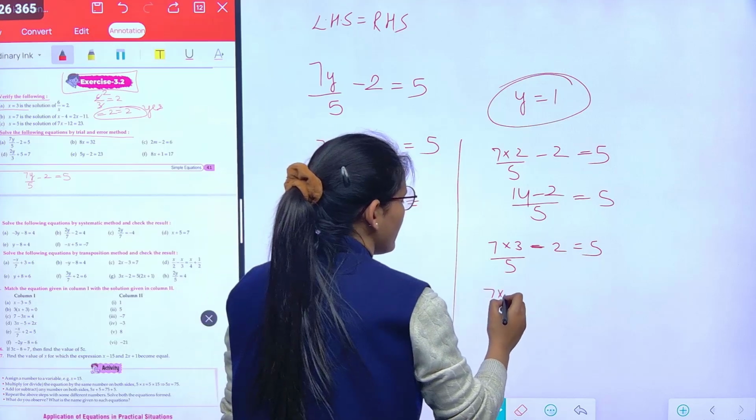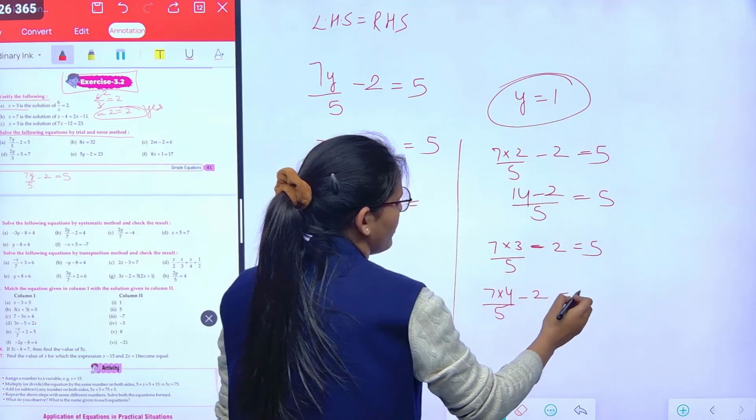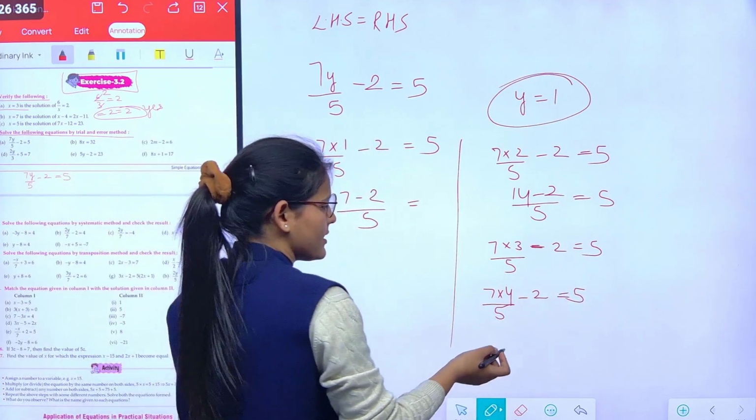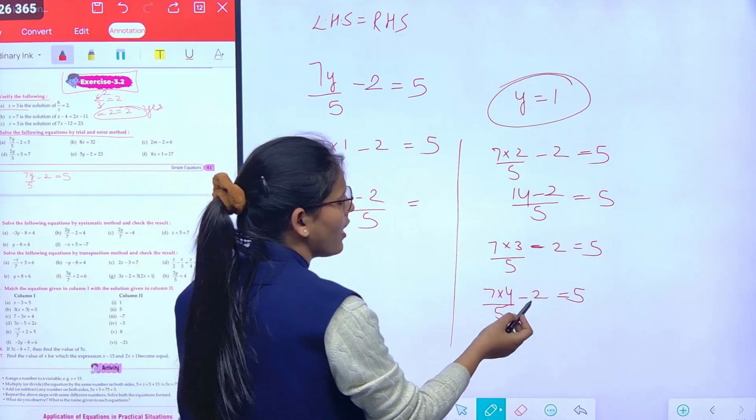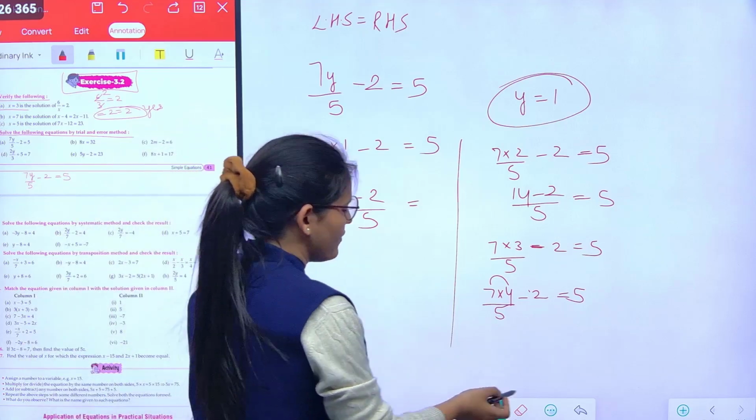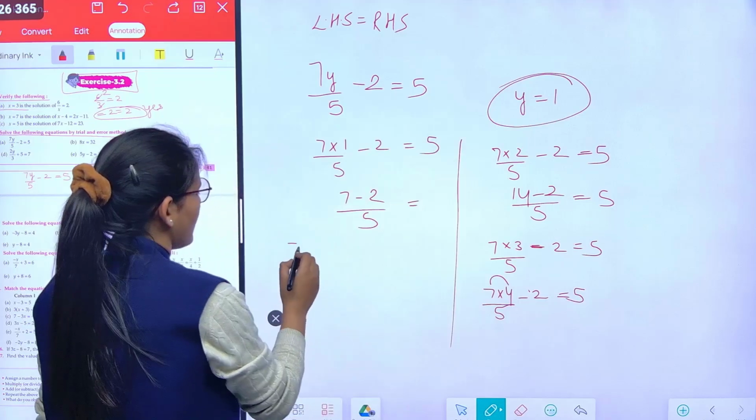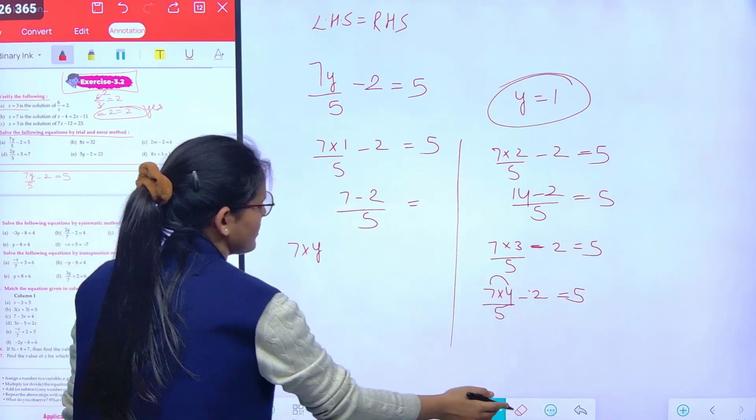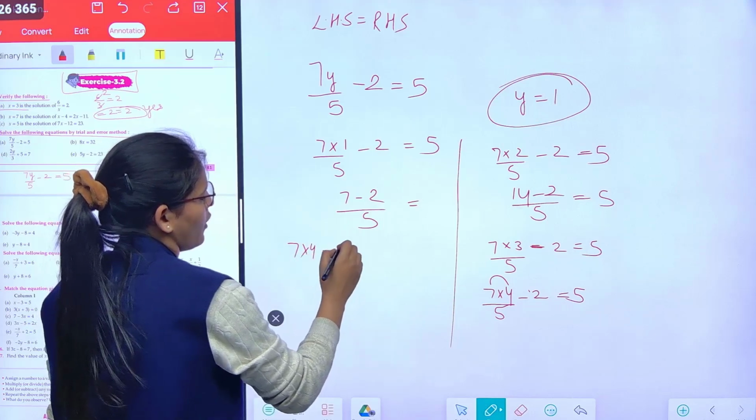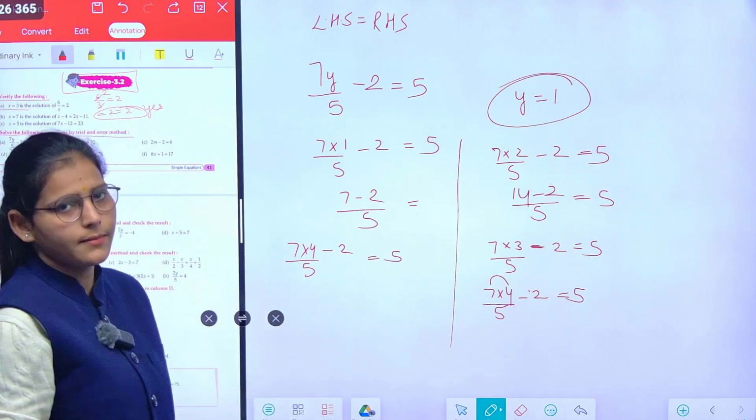Now let's put 4 in place of y and see: 7 times 4 upon 5 minus 2 is equal to 5. Now 7 4s are 28 minus 2 is 26. Now class, again it will not be equal. 28 minus 2 is 26 upon 5, it will not be equal. Now class, we put 4 in place of y and see.